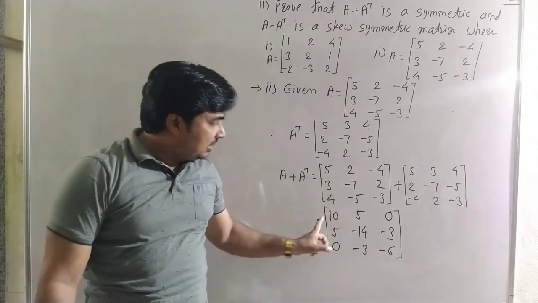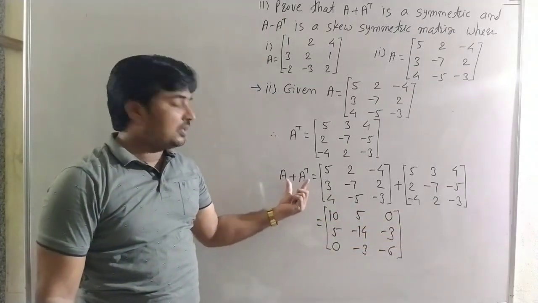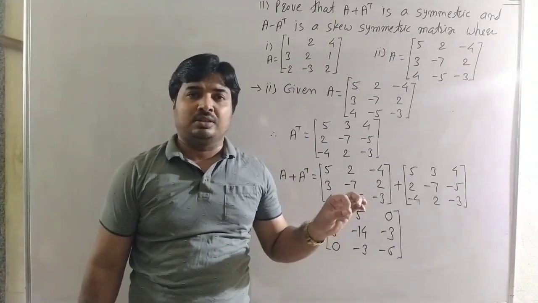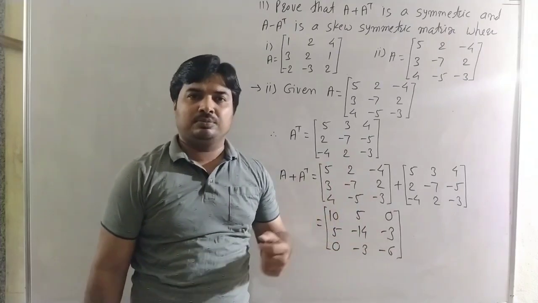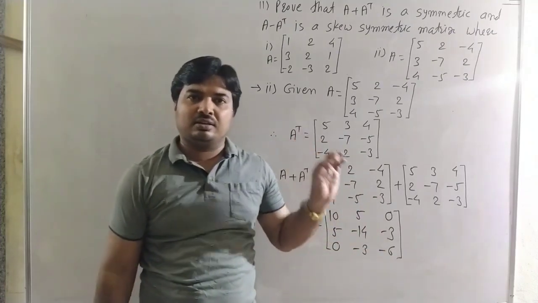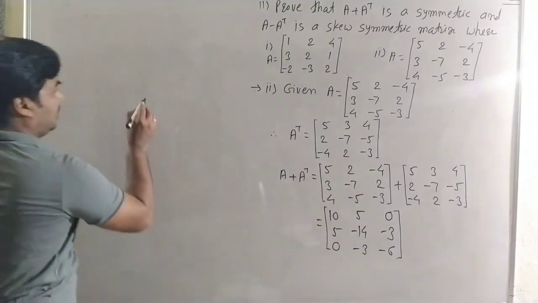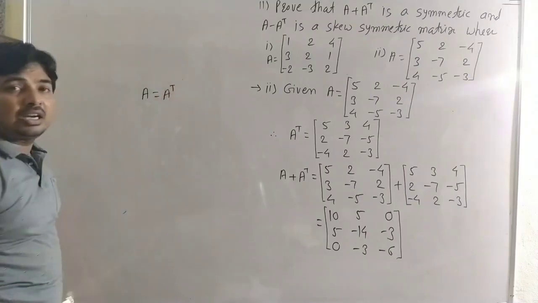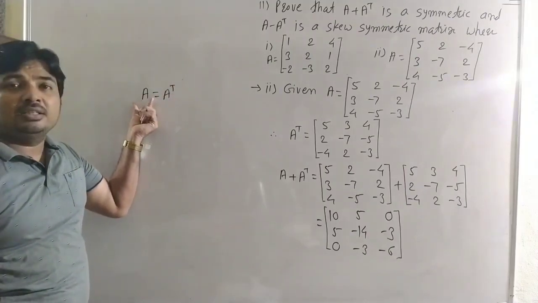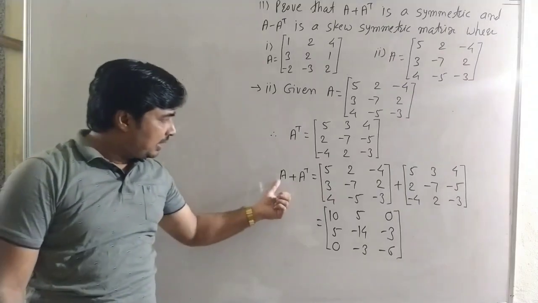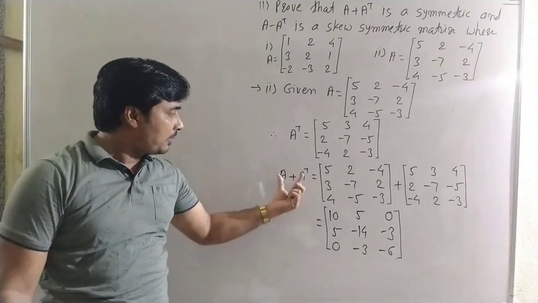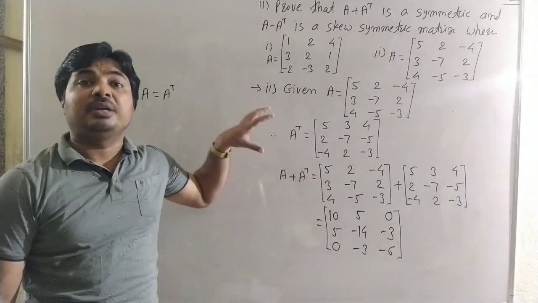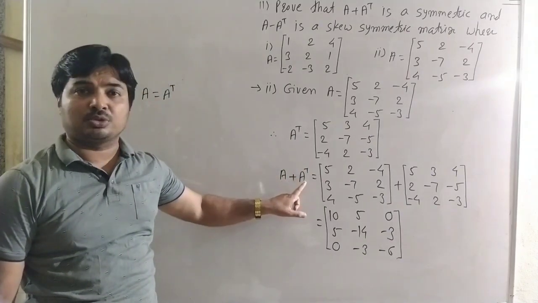See carefully now, in this matrix A plus A transpose. A matrix is a symmetric matrix if its transpose and the matrix are the same. If A is equal to A dash, A transpose, are the same, then the matrix A is symmetric. Here we want to prove that A plus A transpose is symmetric. So find the transpose of this matrix. If it is the same, then it is a symmetric matrix.